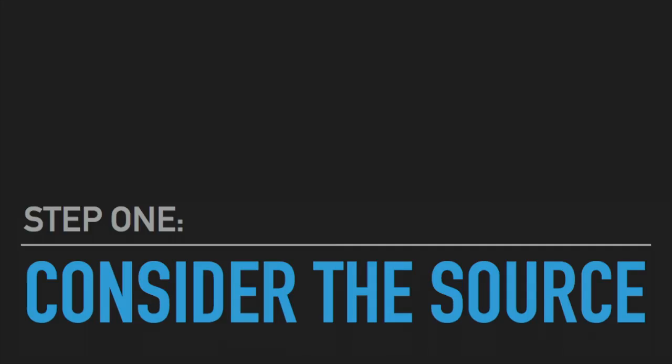In order to navigate the ambiguous news landscape of social media, we have created a 5-step process to determine if social media news is authentic, biased, or completely fabricated. Step 1. Consider the source.